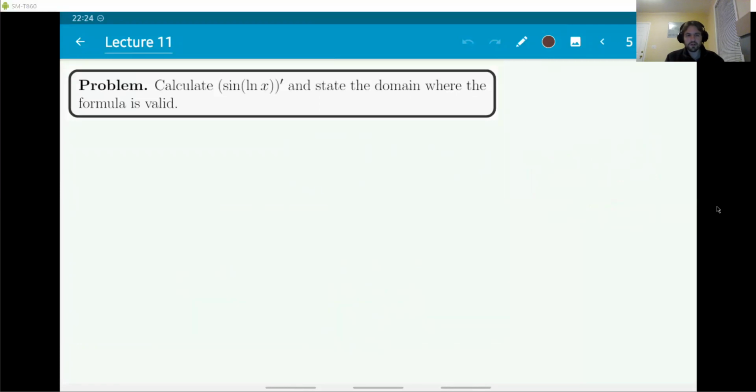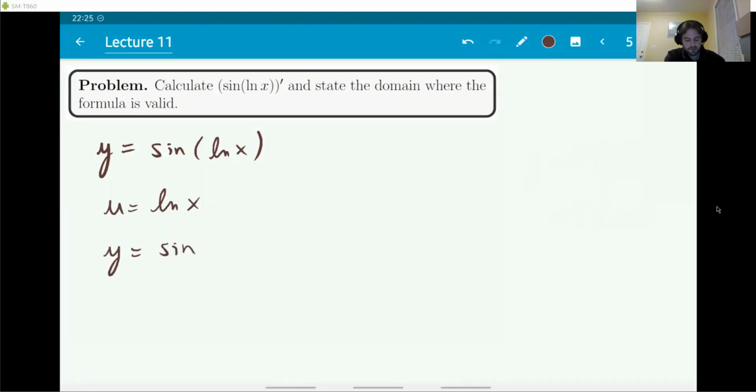Calculate the derivative of sine of ln of x and state the domain where the formula is valid. So you call y the function that you want to differentiate. And when you look at it, you realize it's a function of a function. There is an inner function that you should call u. And there is the outer function, which is sine of u, where ln of x is u. Those are the two functions involved. You want to try to find their derivatives with respect to each one of their variables. du dx is 1 over x, the derivative of ln x. This is valid for x positive.